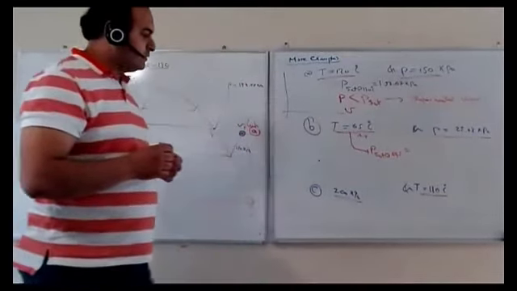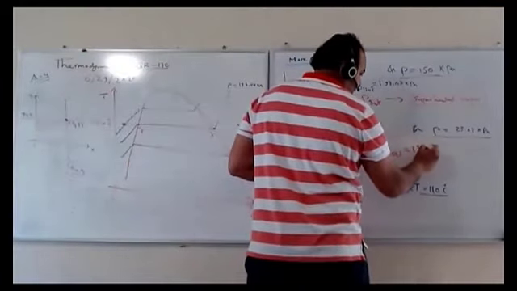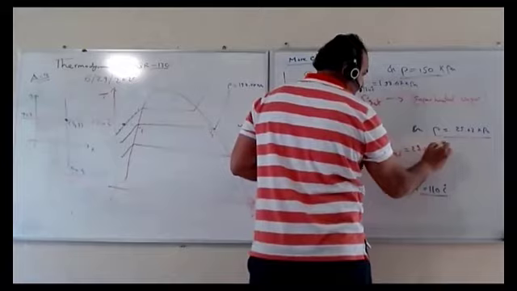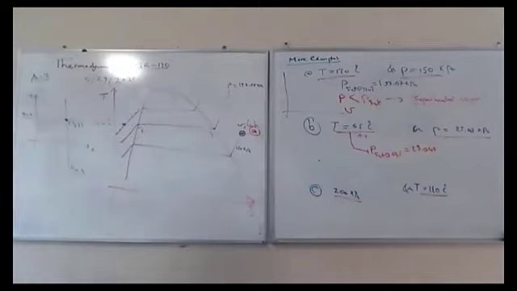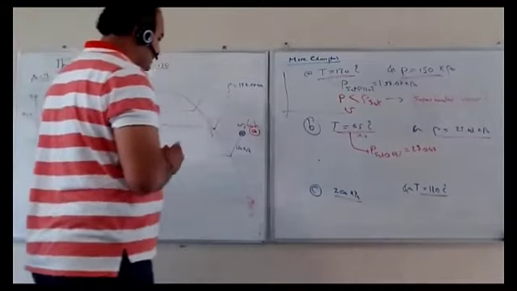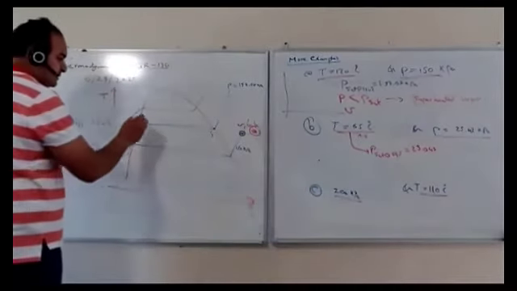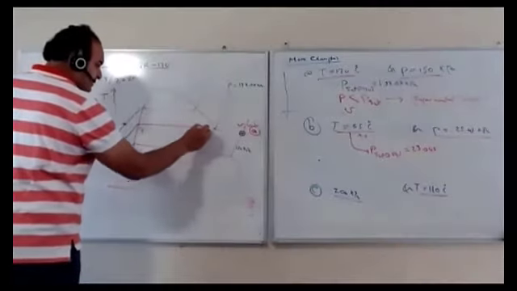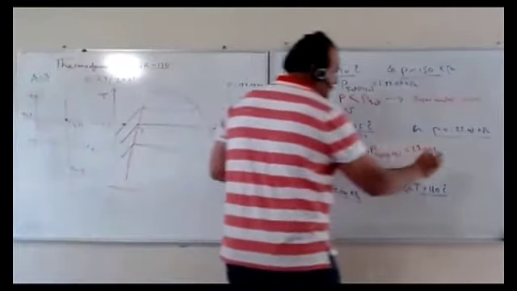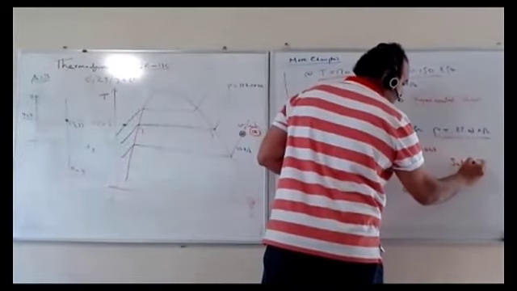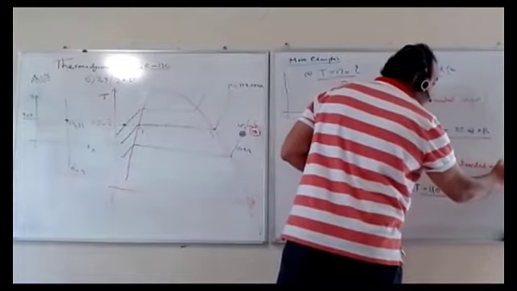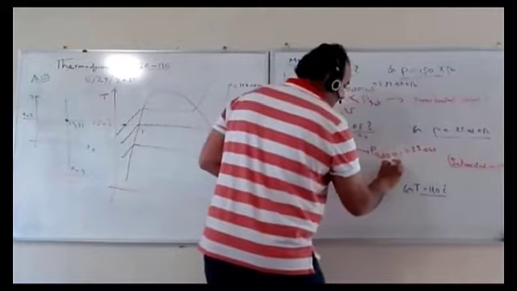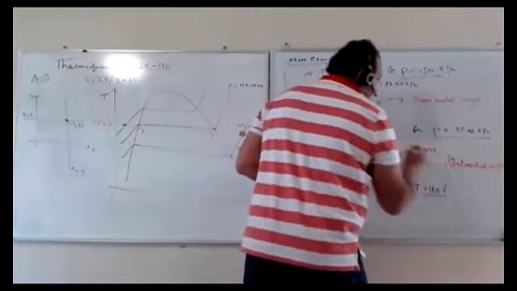It is 25.043. Okay, this is 430. So what is this, guys? It's the same. It means we are what? Saturated mixture. Since P is equal to P saturation, it means we are in a saturated mixture.